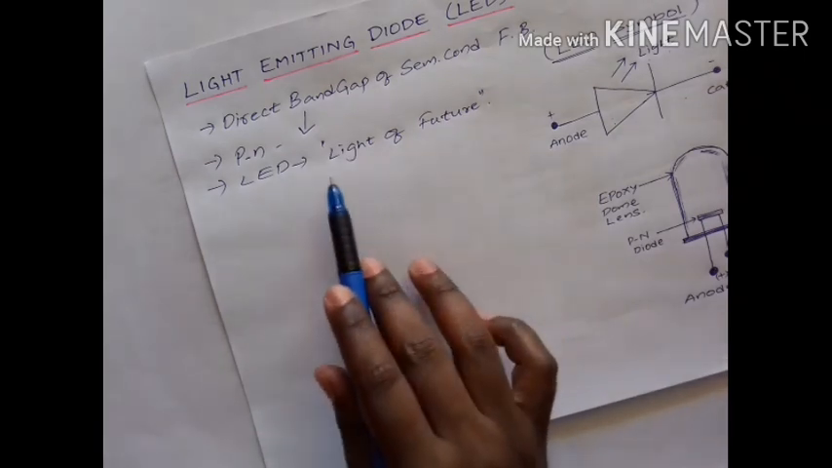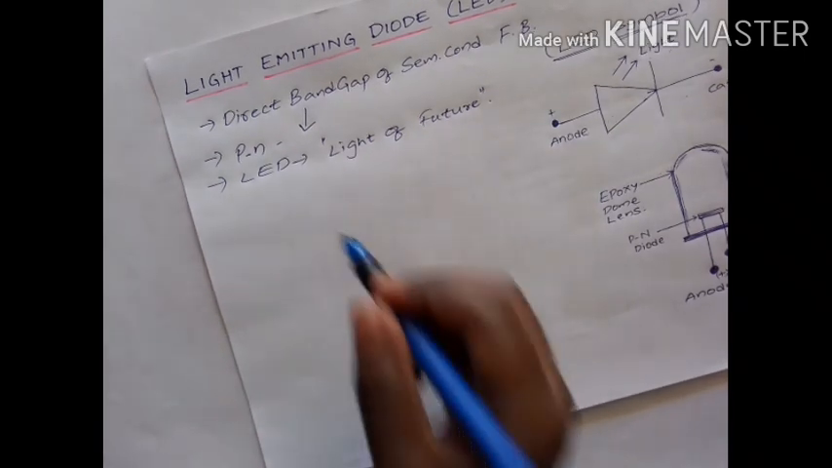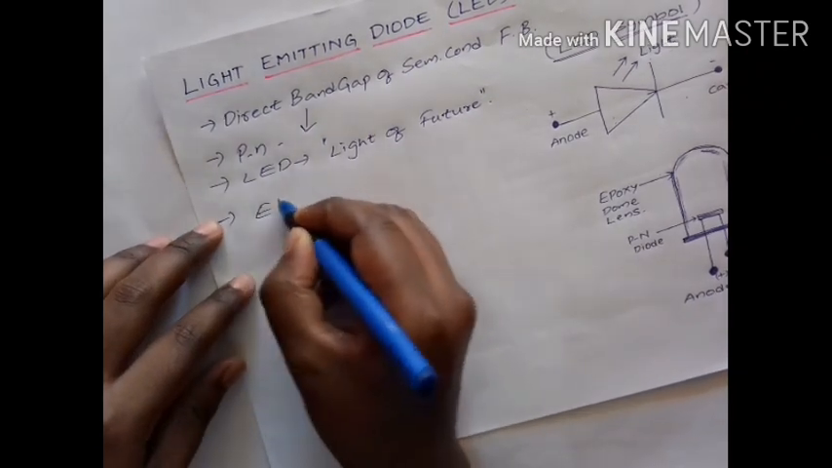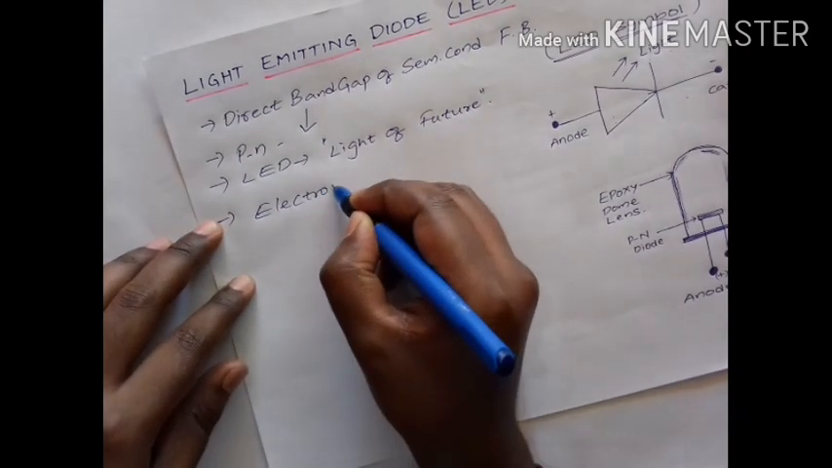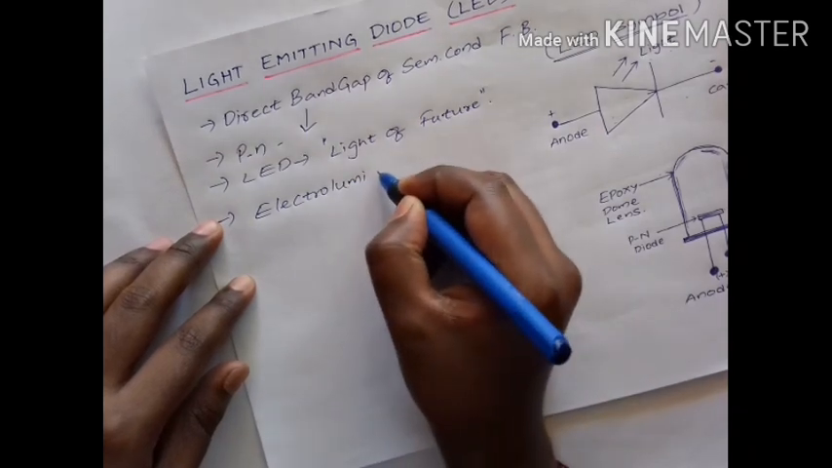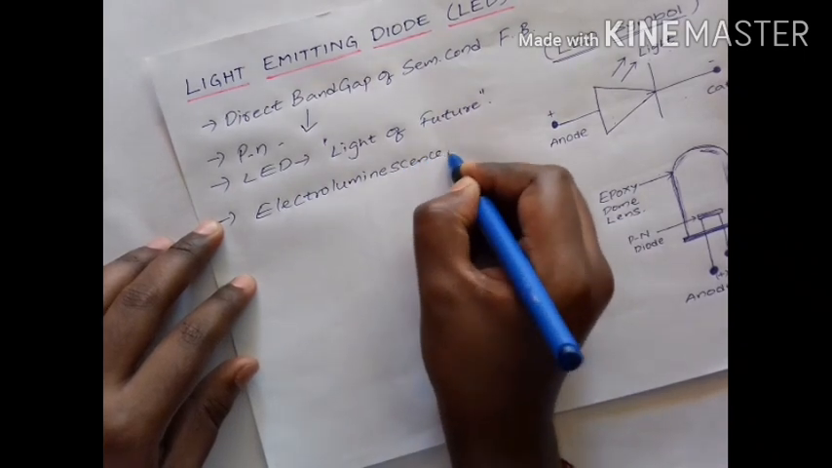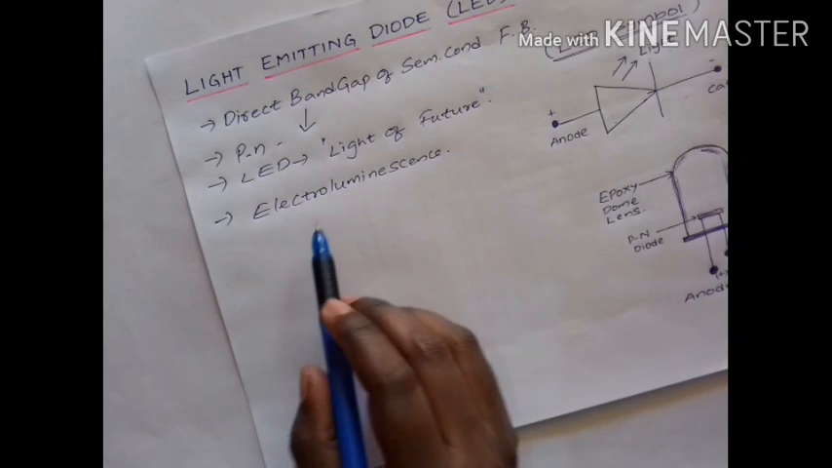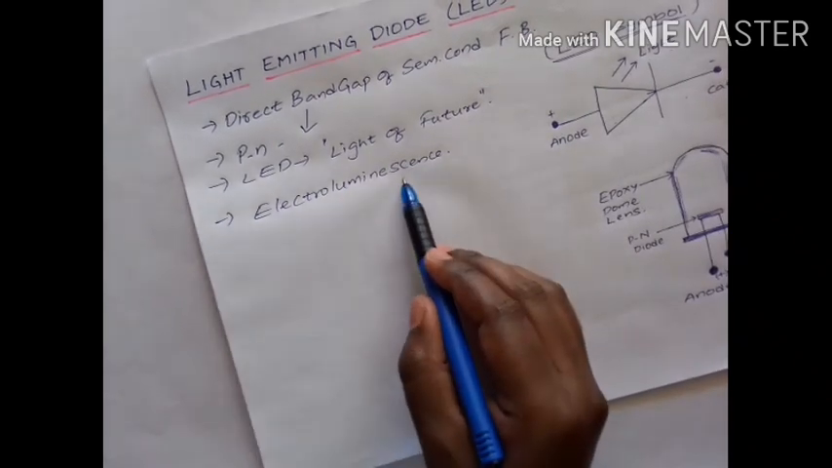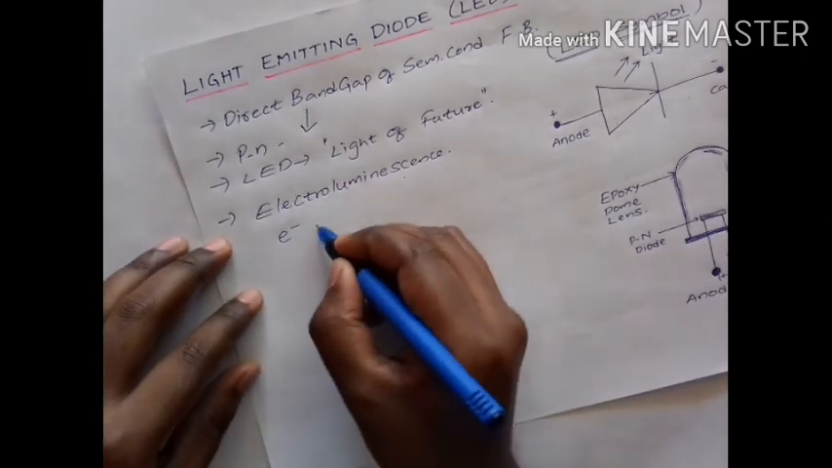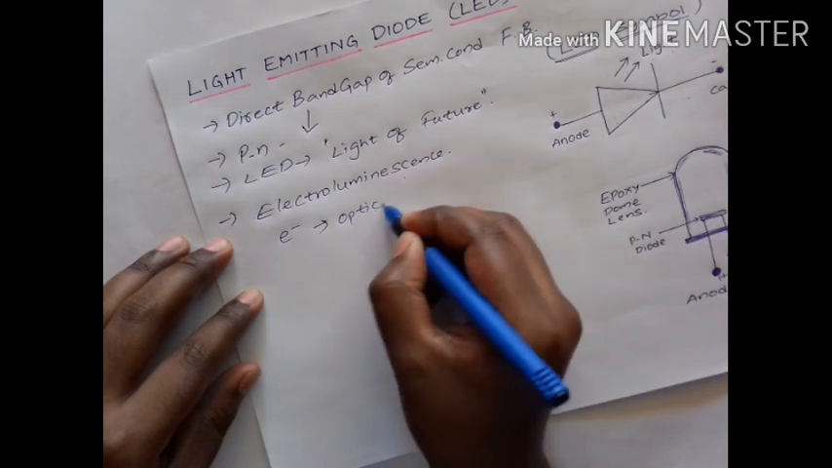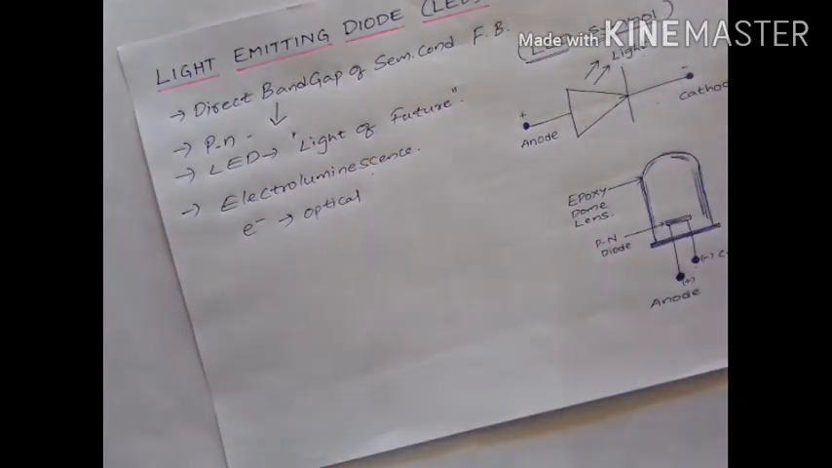This LED works on the principle of electroluminescence. The electroluminescence concept says that electrical energy is converted into optical energy. So an LED is an electronic device which converts electrical energy into optical energy.